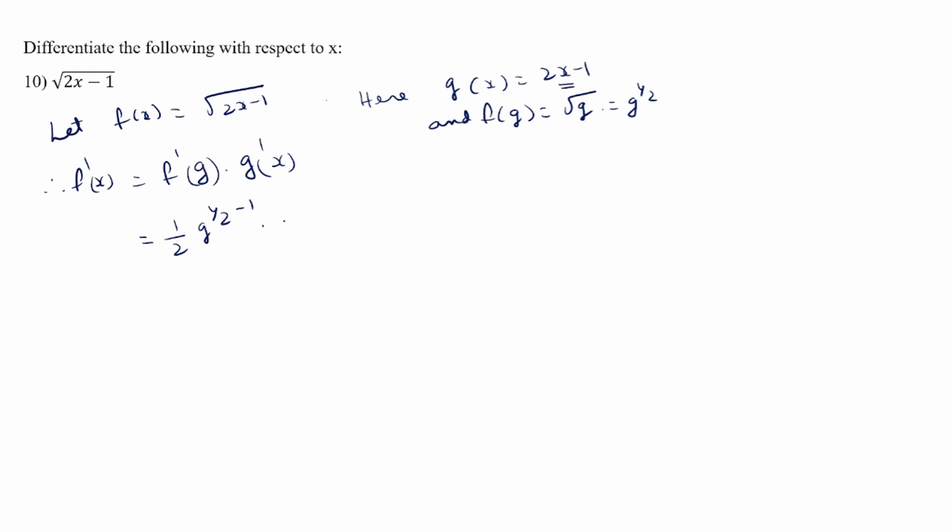When we differentiate 2x minus 1, we get 2 minus 0, which is 2. So this is equal to g raised to minus half, or it is 1 by root g. This is equal to 1 by root of 2x minus 1. Here we should have x greater than half, since for x less than half it is not defined, it will not be a real number.